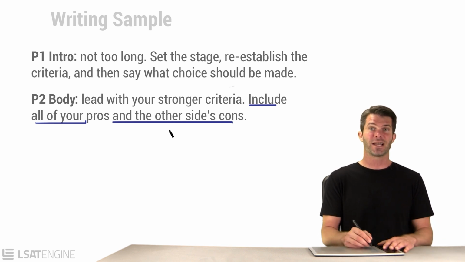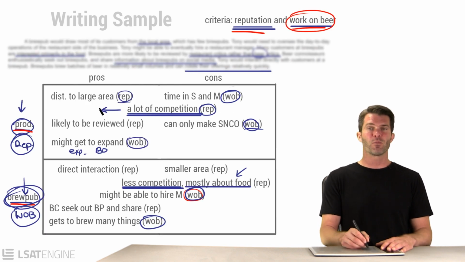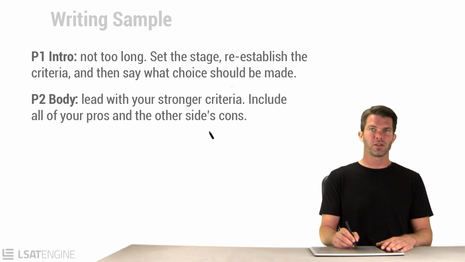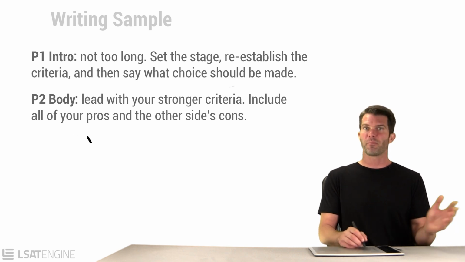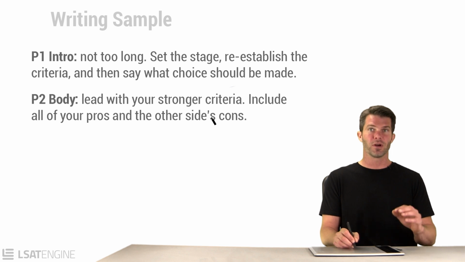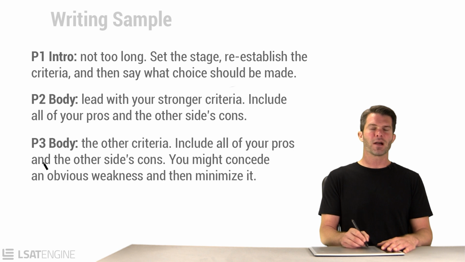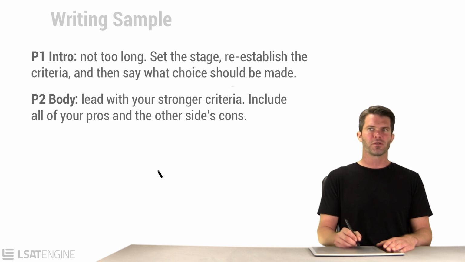So your topic sentence in the second paragraph might be something like, based on Tony's desire to spend time working on his own beer, it's clear that the brew pub is the choice that is in his best interest. And then you go on to say all the good things about working on your own beer in the brew pub and all the bad things about working on your own beer if you open a production facility. Then in the third paragraph, you're going to talk about the other criteria. The topic sentence here might say something like, Tony also has a desire to establish a good reputation among beer critics and beer connoisseurs. And you're going to say all your pros and all the other side's cons there too.